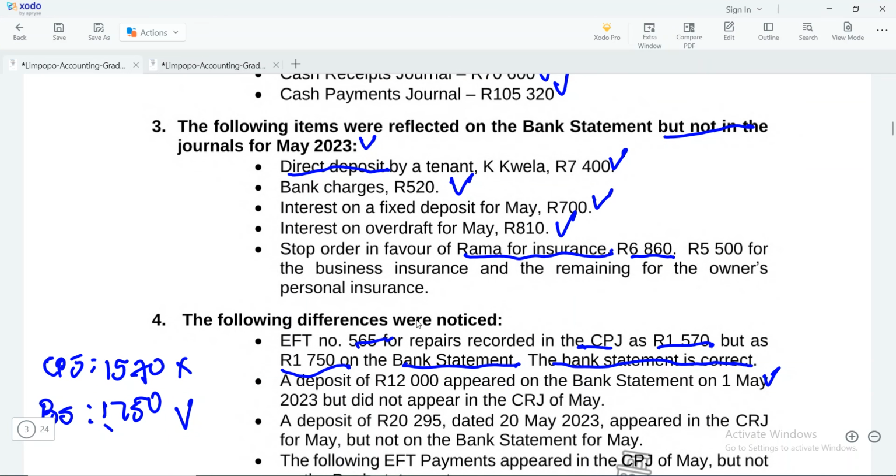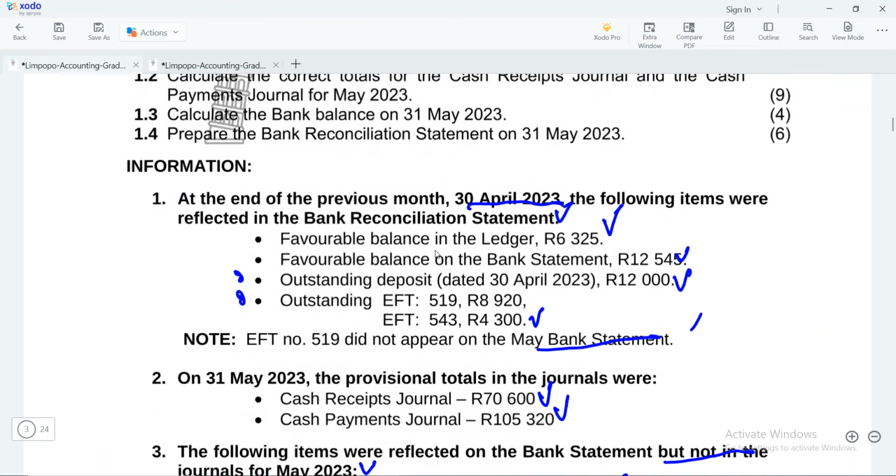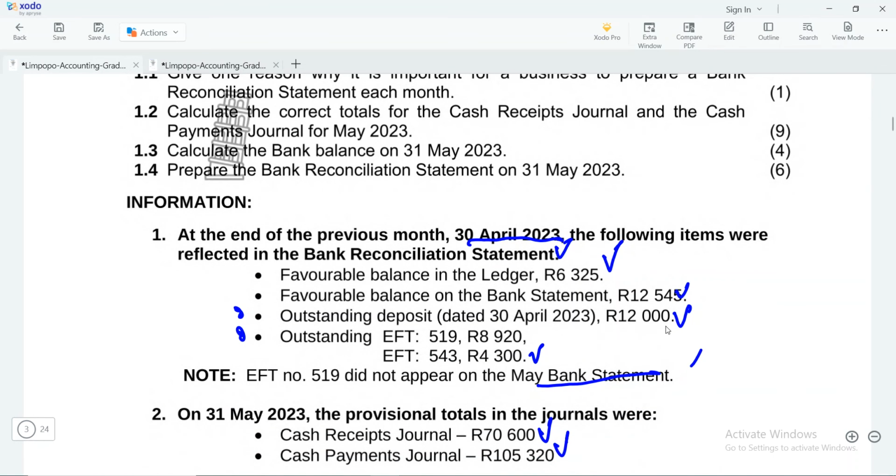Now when it's like this, if you look at this deposit of 12,000, according to me, it refers to the one that is above, to that 12,000 that was outstanding here, which is the one that I was saying has appeared on the statement. But sometimes examiners want to trick you. Remember, this deposit of 12,000 is there in the CRJ.